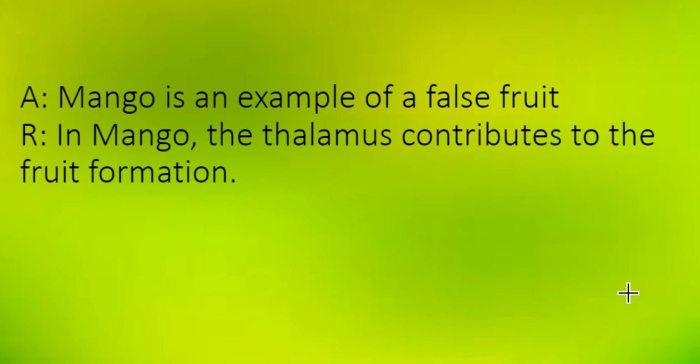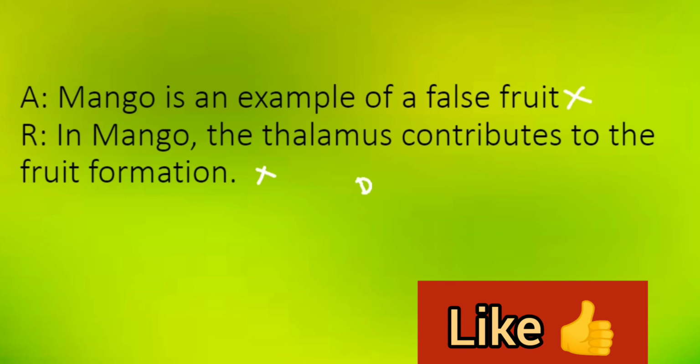Mango is an example of a false fruit. Wrong. Mango is a true fruit because it is developing from the ovary after fertilization. In mango, thalamus contributes to the fruit formation. No. So here both assertion and reason are false. So we can say again option D.